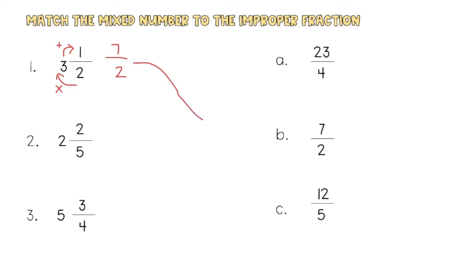So I found my match. I'm going to follow the same steps for my other mixed numbers. So 2 and 2/5. I'm going to multiply my denominator times my whole number. So 2 times 5 equals 10, plus 2 equals 12. So my improper fraction is going to be 12, and we're going to keep the denominator the same, so 12 over 5.